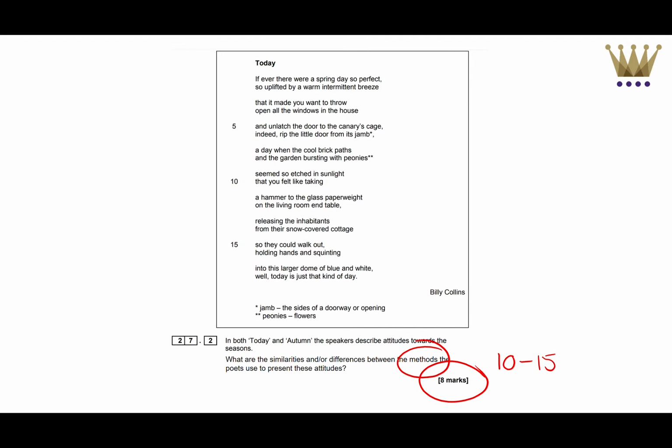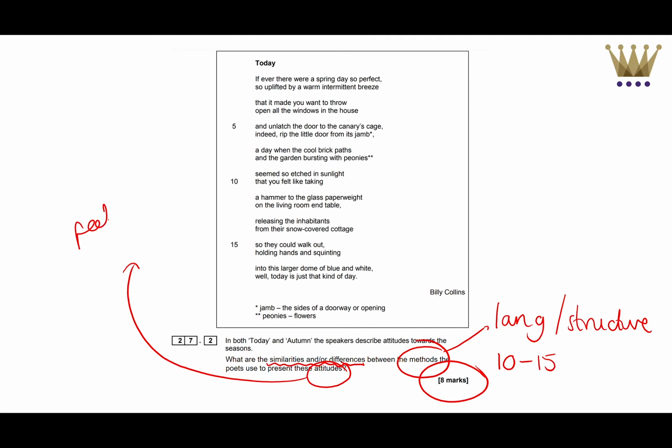Okay, so I'm just looking at my question focus. Methods, I know I can talk about language or structure. Just going to mark that on to remind myself. And then I've got similarities and or differences between the methods the poets use to present these attitudes. Now, from my English language study, I know that another word for attitudes is maybe feelings, viewpoint, or opinion. Okay, so basically I'm thinking, how do these speakers feel about the season that they describe?